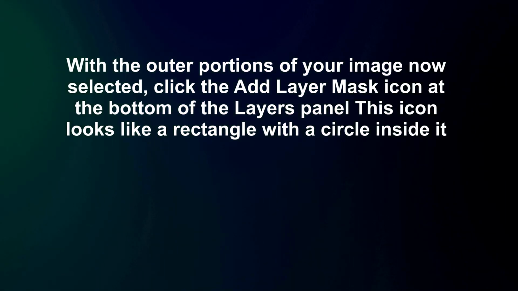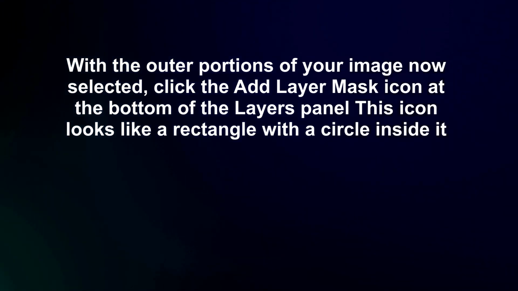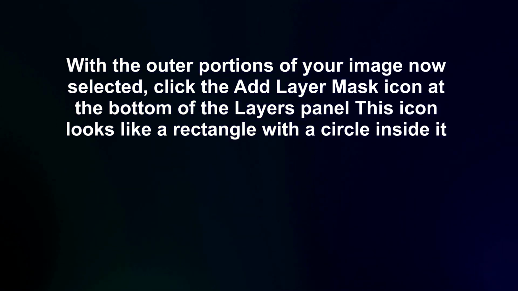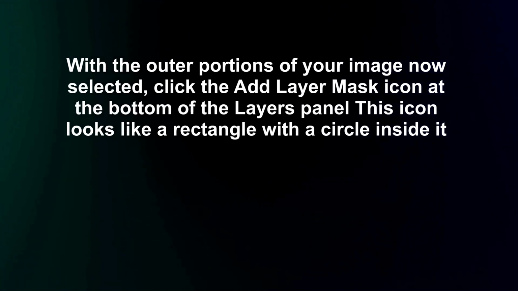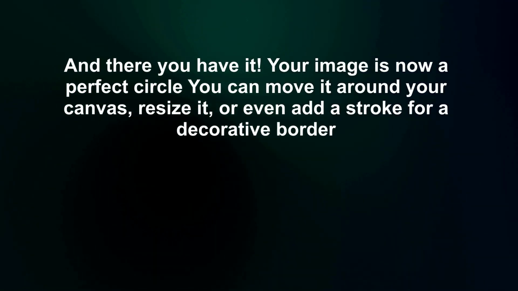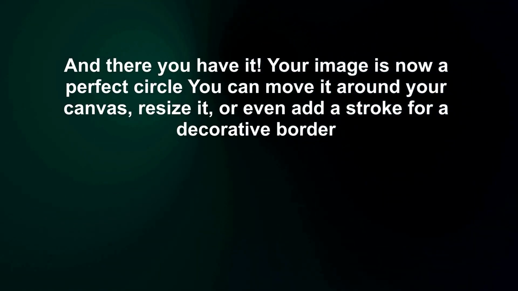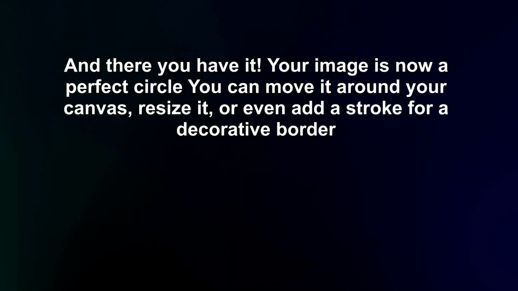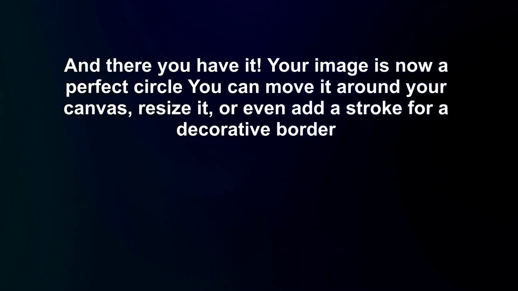With the outer portions of your image now selected, click the Add Layer Mask icon at the bottom of the Layers panel. This icon looks like a rectangle with a circle inside it. And there you have it. Your image is now a perfect circle. You can move it around your canvas, resize it, or even add a stroke for a decorative border.